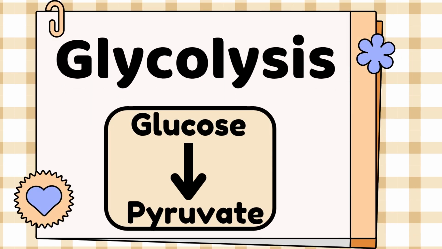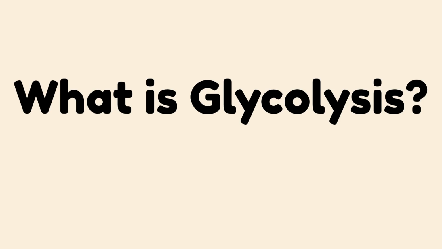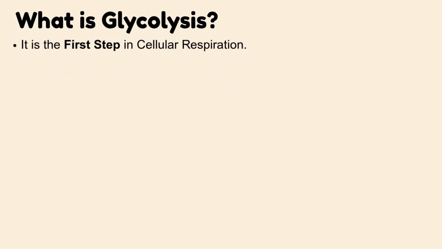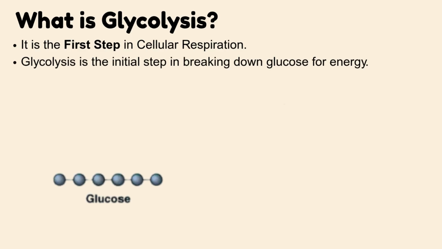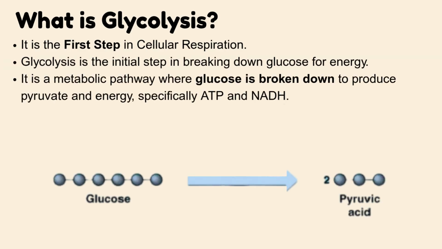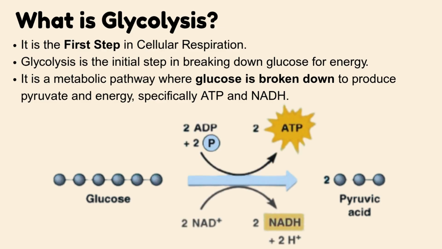Glycolysis. What is glycolysis? It is the first step in cellular respiration. Glycolysis is the initial step in breaking down glucose for energy. It is a metabolic pathway where glucose is broken down to produce pyruvate and energy, specifically ATP and NADH.